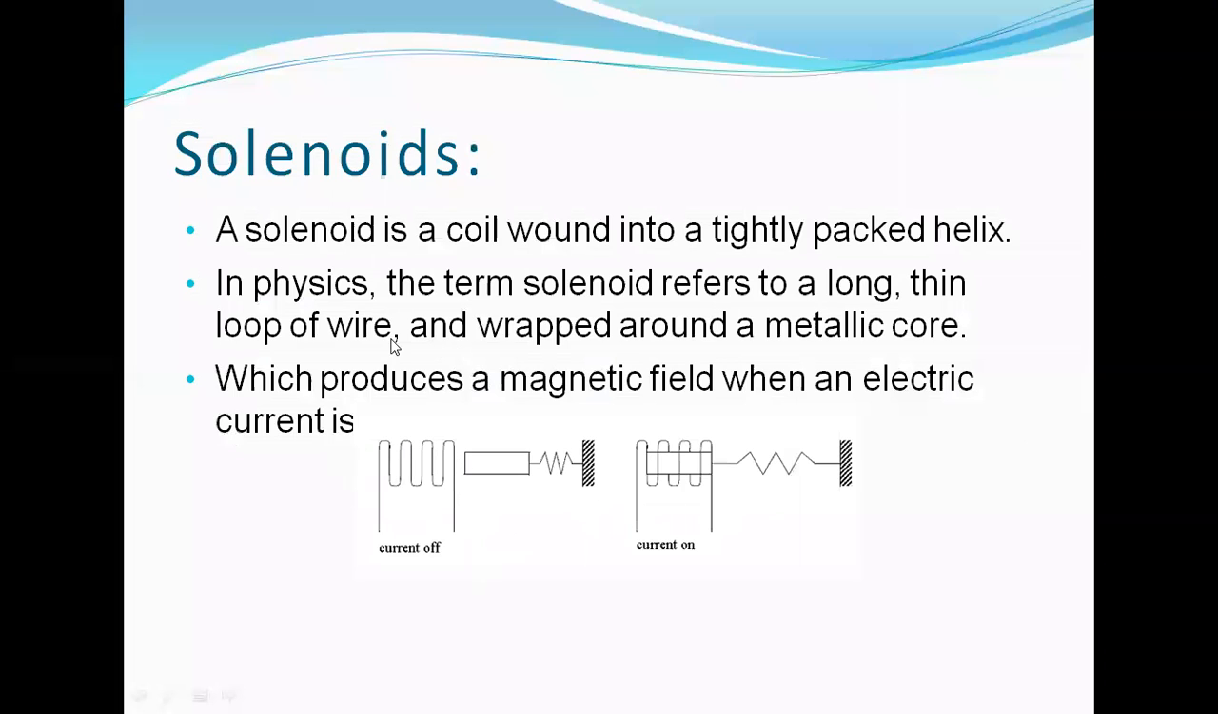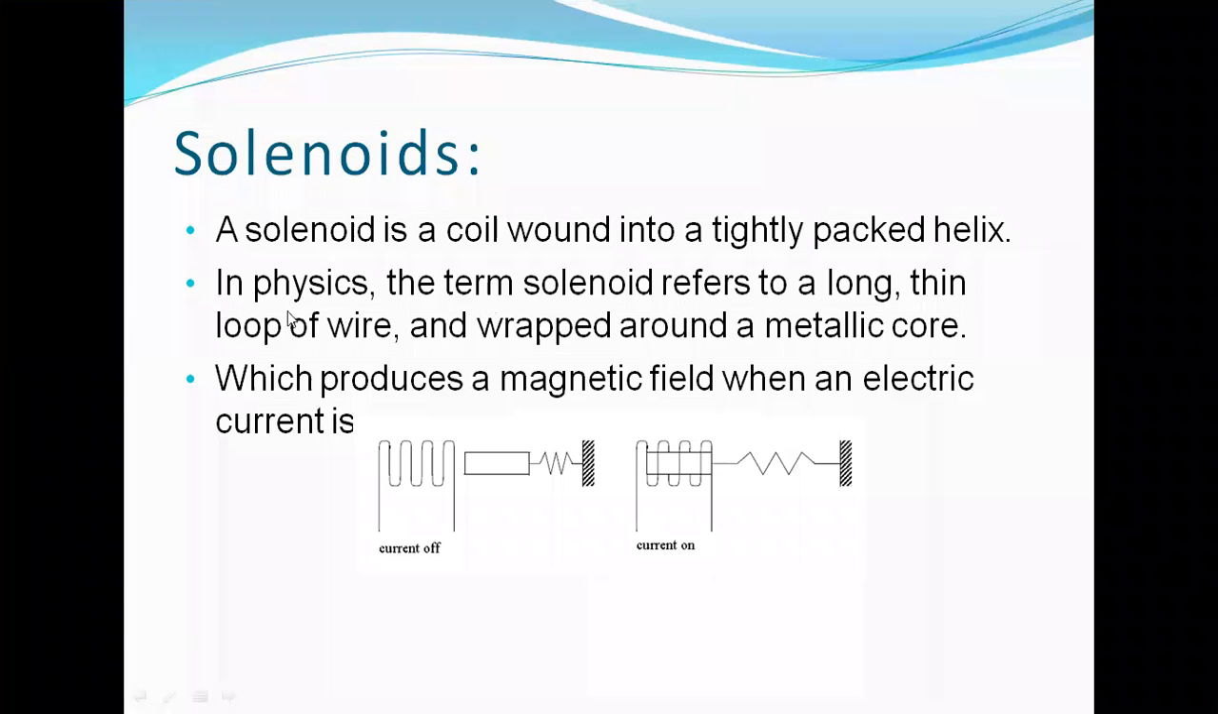All right. So in physics, the term solenoid refers to a long, thin loop of wire wrapped around a metallic core. So it produces a magnetic field when an electrical current is applied. When the EMF has been applied, it produces the electrical field strength, and the voltage will be obtained.